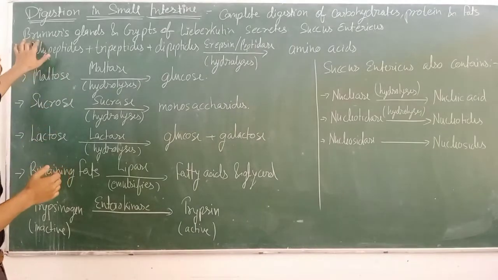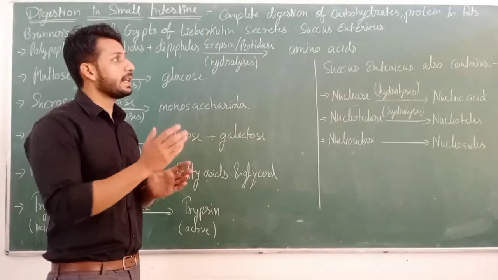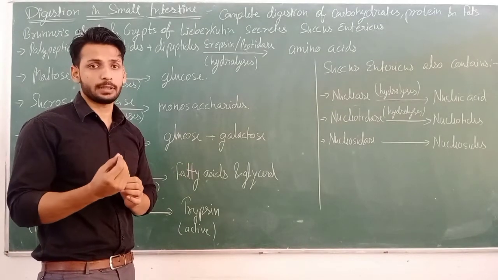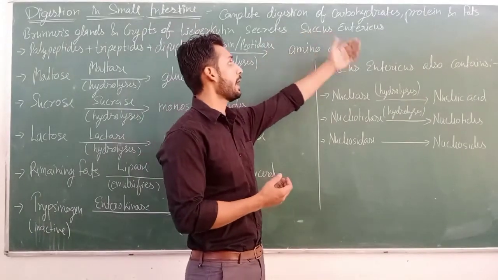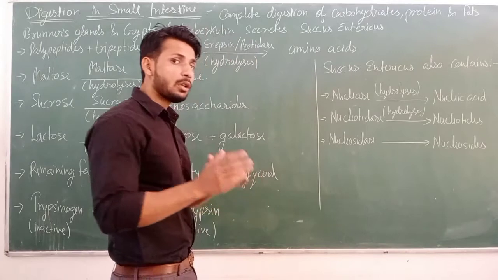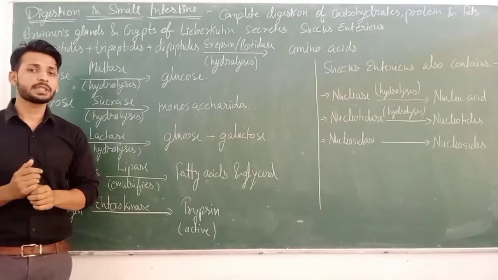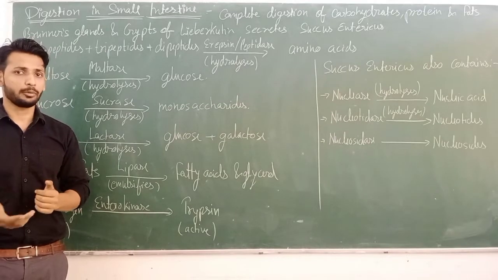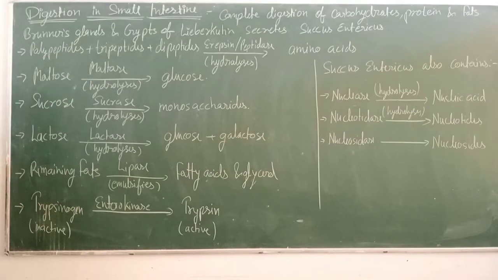These glands are known as Brunner's glands and crypts of Lieberkühn. These secrete the digestive juices. The digestive juices are also known as succus entericus. Now this succus entericus contains various enzymes which help in digestion of carbohydrate, proteins and fats. Right? So let's study one by one.